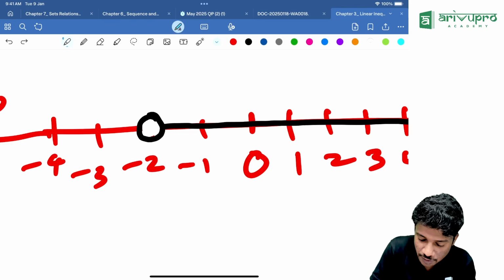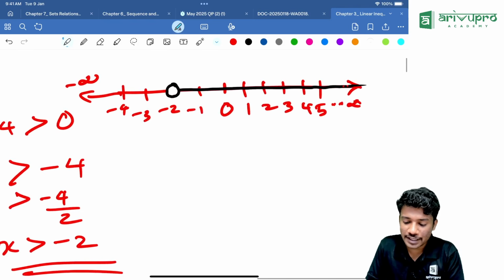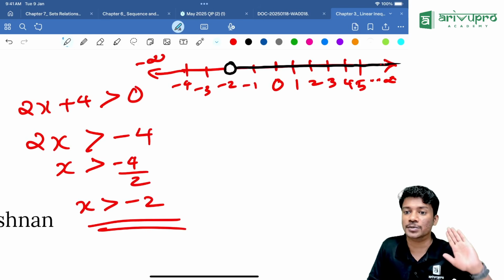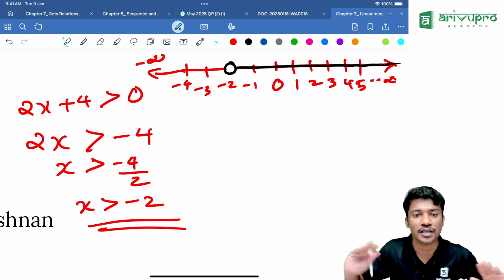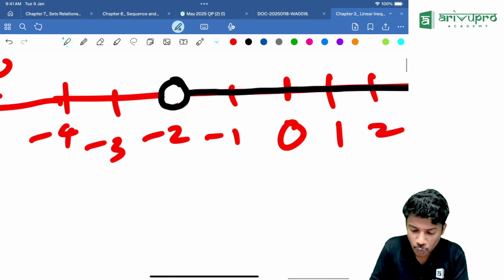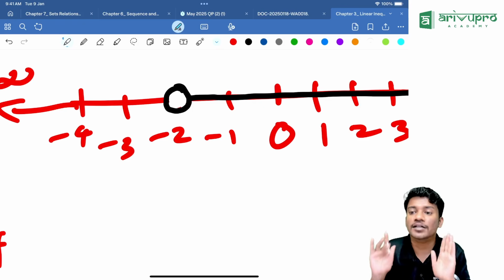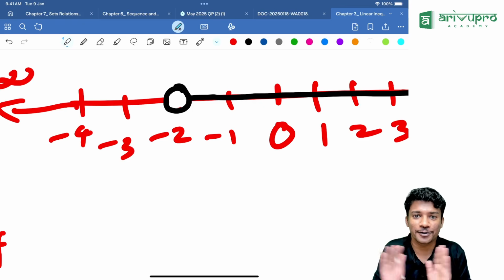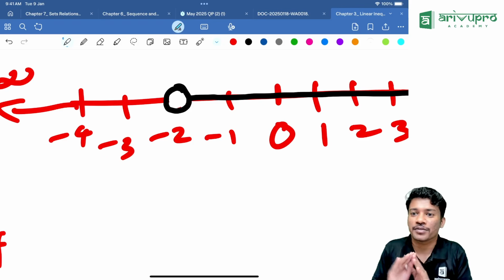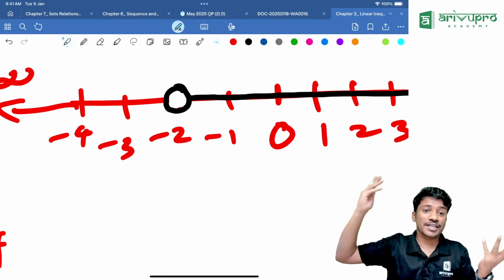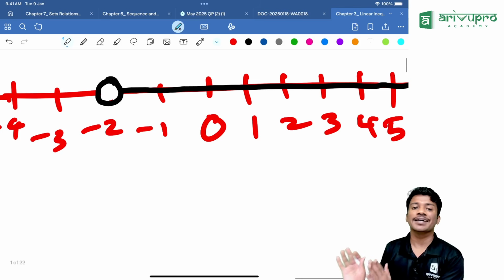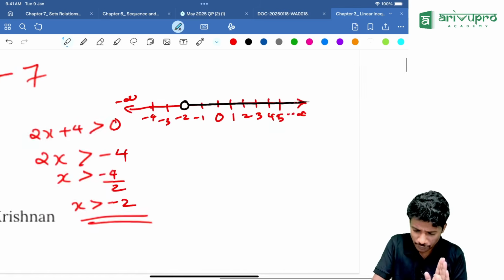See here, it's minus 2 to infinity, because x is greater than minus 2. That means any value greater than minus 2 is a possible value of x. And see here, there is a circle, not a dark circle. Dark circle means minus 2 is included. When it is an empty circle, we will say minus 2 is not included. That means minus 2 to infinity. Got the point?